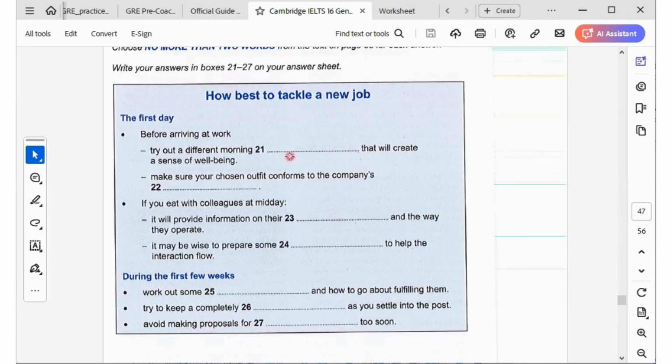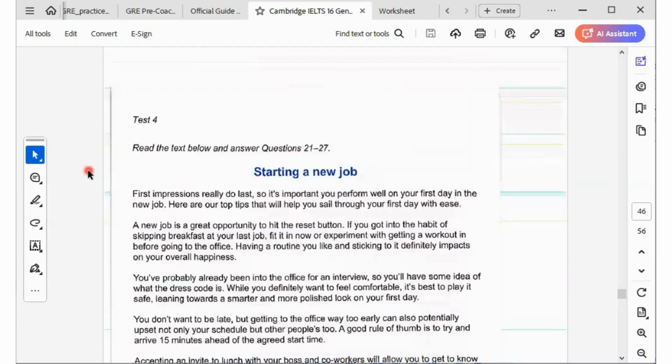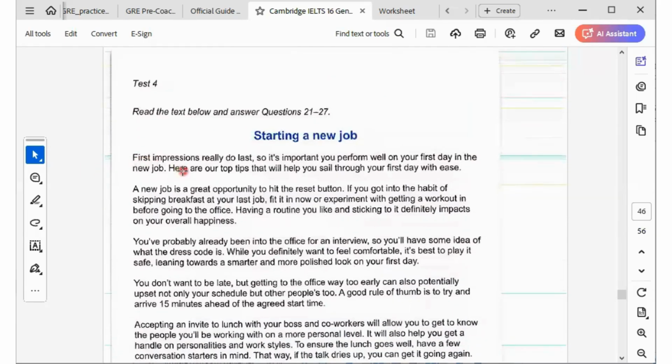Now, look at this. How best to tackle a new job. The first day. Before arriving at work, try out a different morning dash that will create a sense of well-being. Okay? Before arriving at work, a different morning. These are keywords also. Create. So let me go to the passage. Look at this. I can see first day here. First day. Here are our top tips.